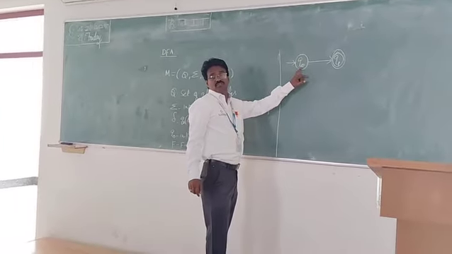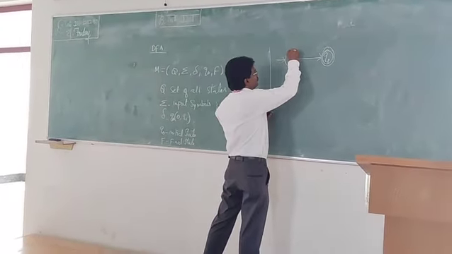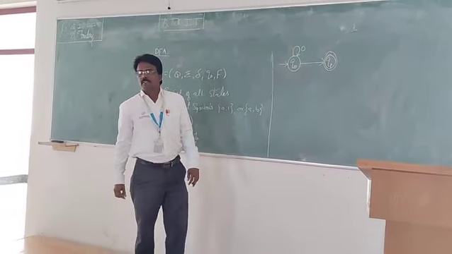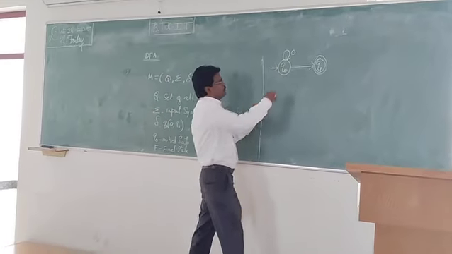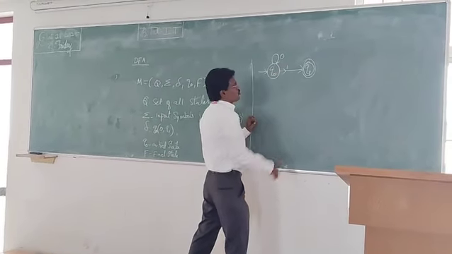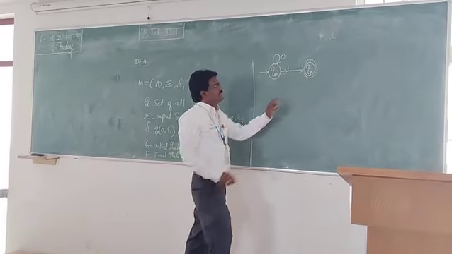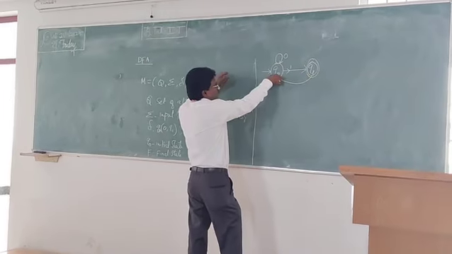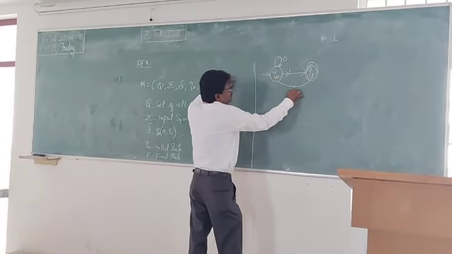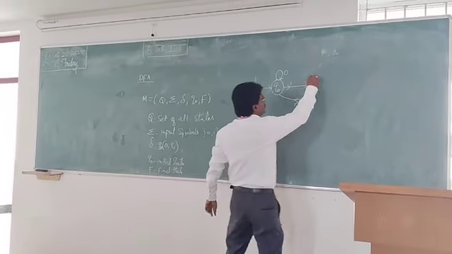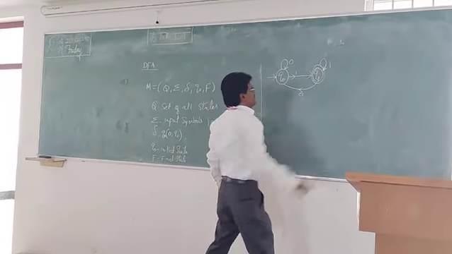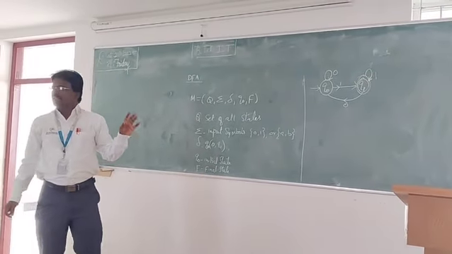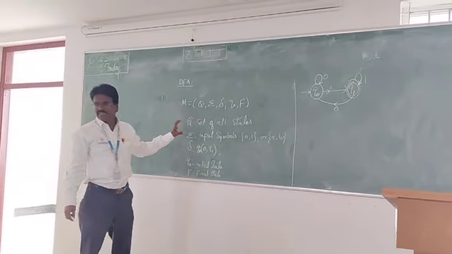While giving 0 as an input, where it moves, maybe it moves to the same state. When we give 1 as an input, it moves to q1. Whereas in q1, if you give 0 as an input, it may move to the initial state. If you give 1 as an input, it moves to the same state. Okay, this is the transition diagram for this finite automata.